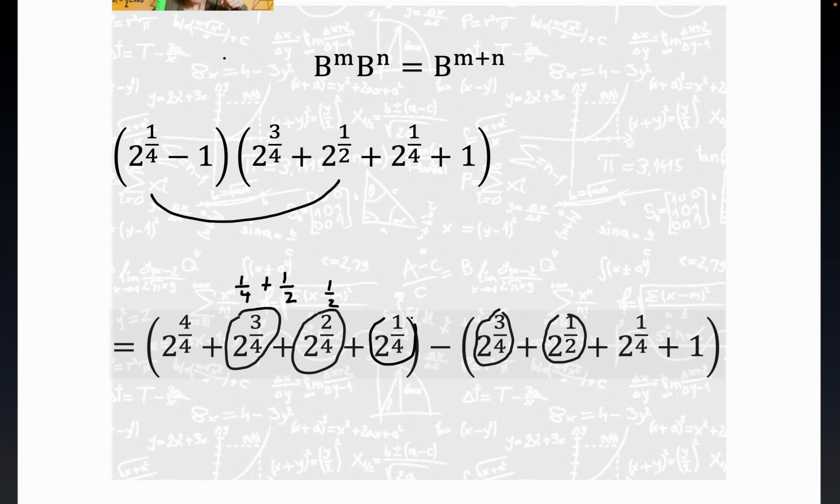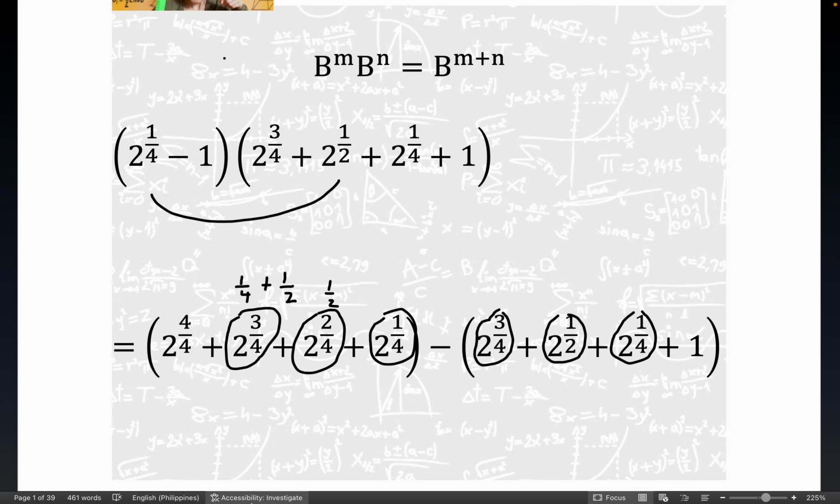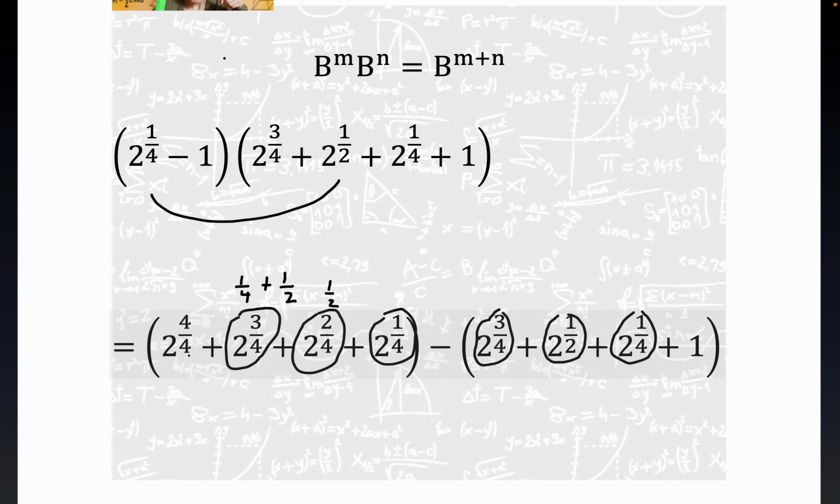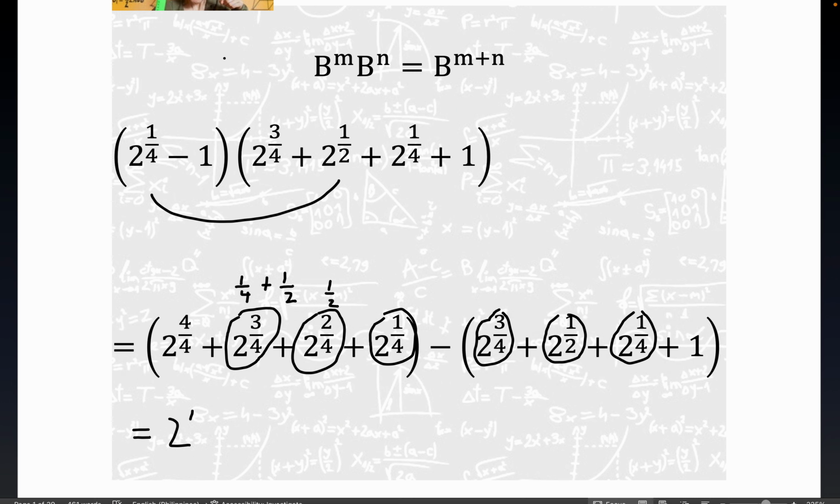All right, like that. And so that doesn't leave much standing here, folks. 2 to the 4/4 is just the same as 2, right? That's equal to 2 to the 1, just for emphasis. Then all that survived from this side is 1. Of course, there's a minus sign prepended here due to the distributive property. And so you get 2 to the 1 minus 1 just equal to 1.